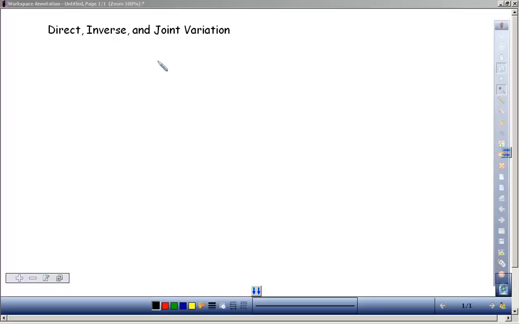Today what we're going to be talking about is direct, inverse, and joint variation. And what we're talking about here is a relationship between groups of numbers. There are different ways that numbers can relate to one another, and specifically we want to talk about direct and inverse. If two sets of numbers have a direct relationship, that basically means that they're growing in the same way or shrinking in the same way. So as one set of values is getting larger, then the other set of values is also getting larger.